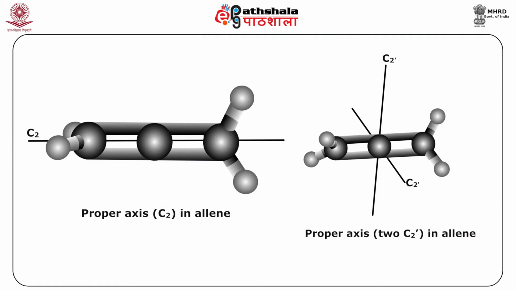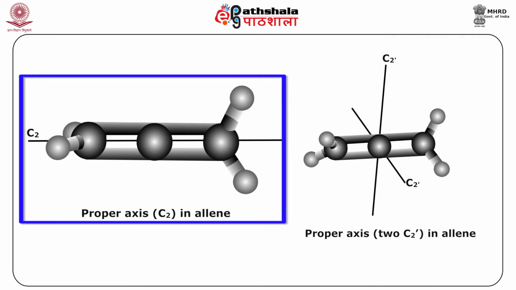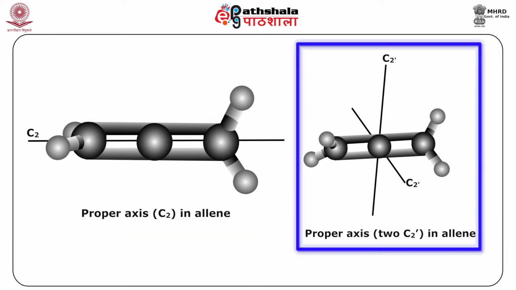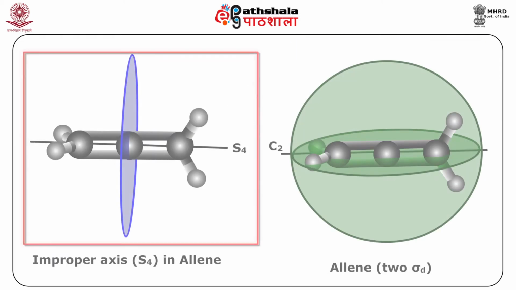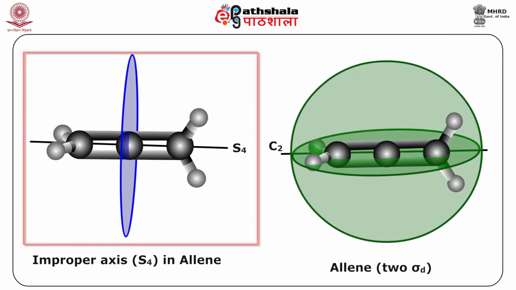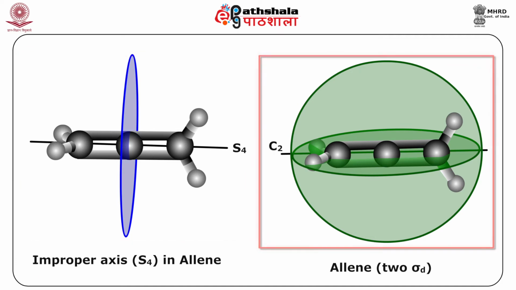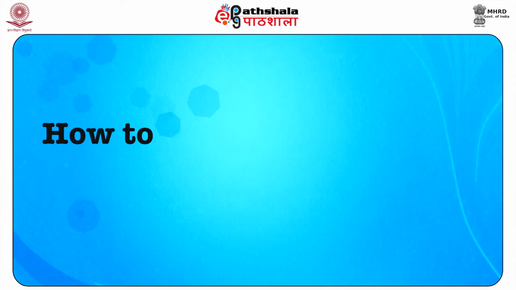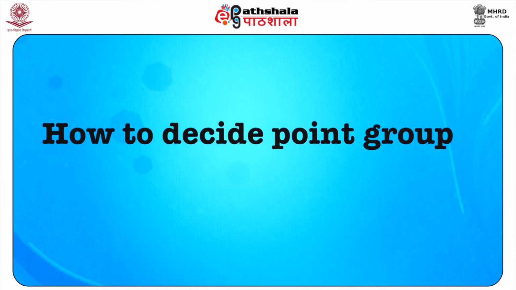Now you can see here there is a proper axis which is a C2 axis in allene, and there is again a proper axis shown here. One is horizontal and there are two vertical axes. Now there are improper axes denoted as S4 in the allene, and there are two sigma D elements of symmetry. How to decide the point group in allenes now?